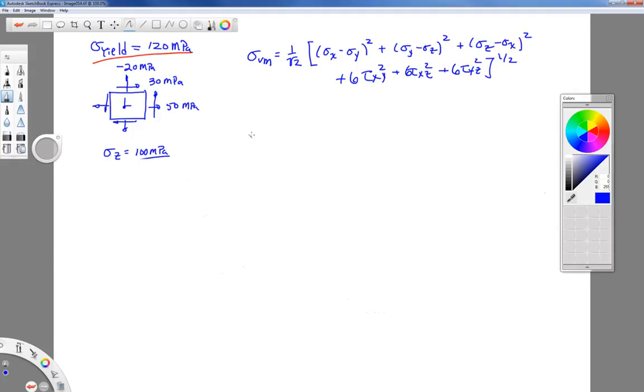And so in this case, what's known as the von Mises stress would be 1 over the square root of 2 times sigma x minus sigma y, plus sigma y minus sigma z, which is 0, squared, plus sigma z minus sigma x, quantity squared. And then, actually we do have a sigma z, I'm sorry. Let me back this up just a little bit.